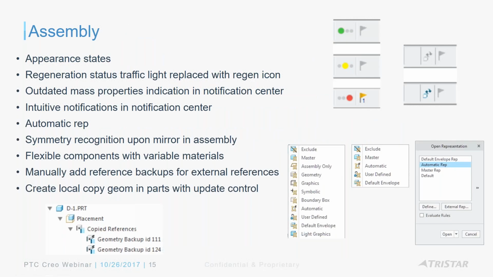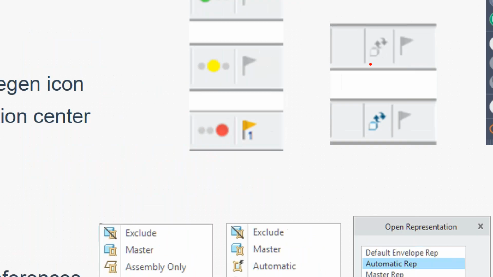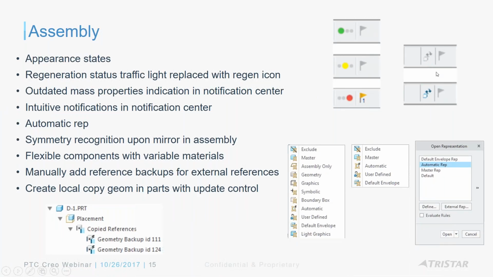For assembly, we talked about the appearance states that are available in assembly state in the view manager. The regeneration icon, the red, yellow, green stoplight, has been replaced by this little regenerate icon. So if your model is out of date, for example your mass properties are out of date, or maybe you forgot to hit regenerate, it will let you know right here that it requires regeneration. If it's grayed out, everything is cool. It's kind of like the old green stoplight.